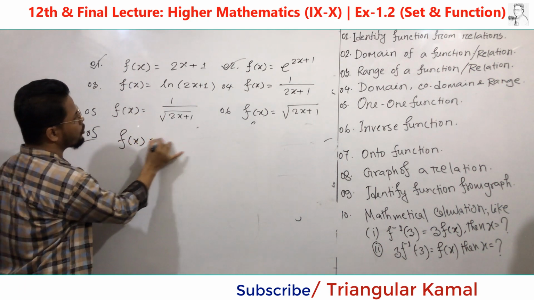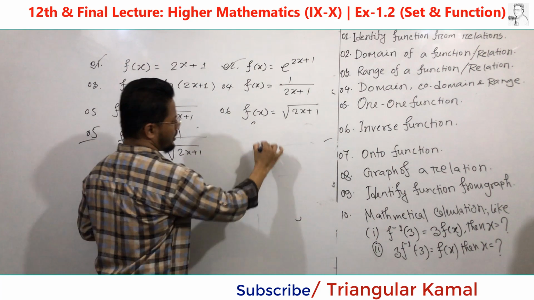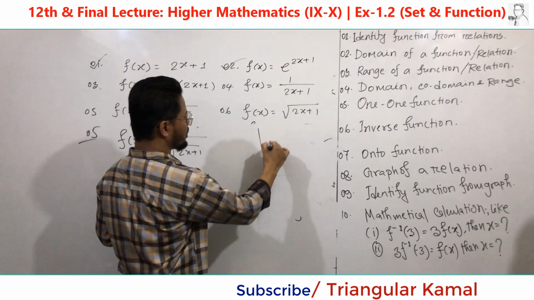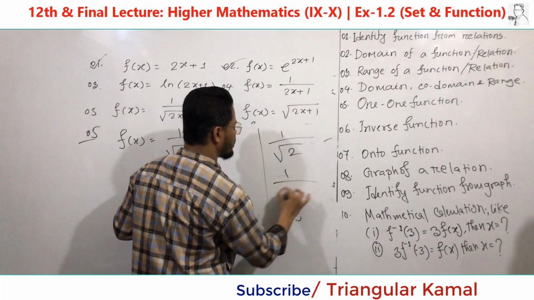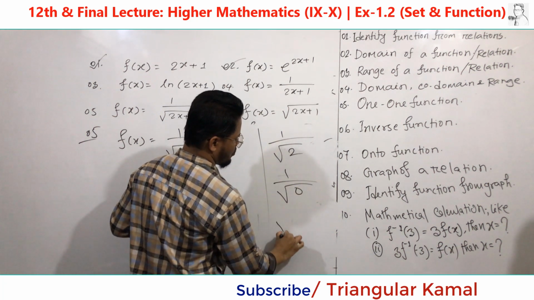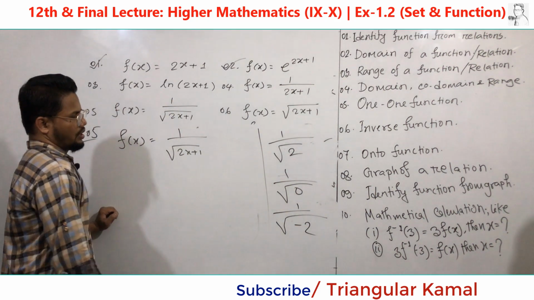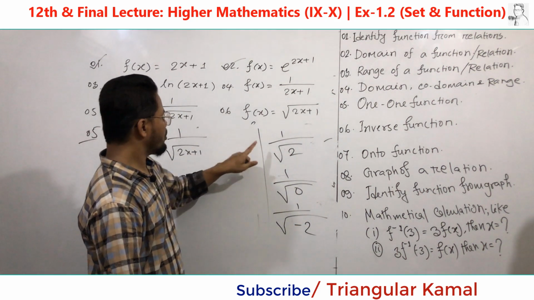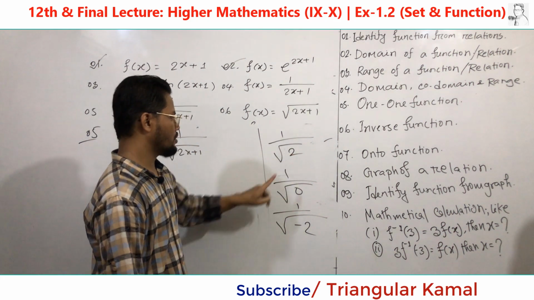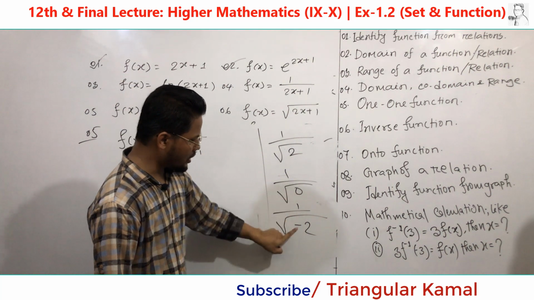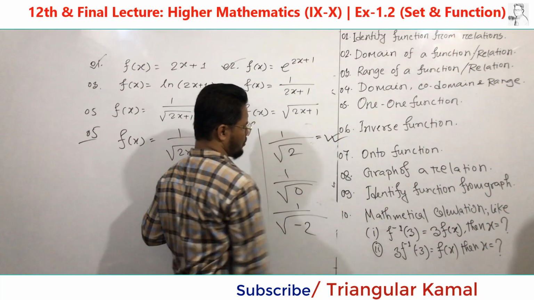f of x equals 1 by root over 2x plus 1. Okay, let's review a few examples: 1 by root over a positive number, 1 by root over 0, 1 by root over minus 2. We will review our example with 3 different values. This one is a positive number, this one is 0, this one is minus 2. We will get a real value here.